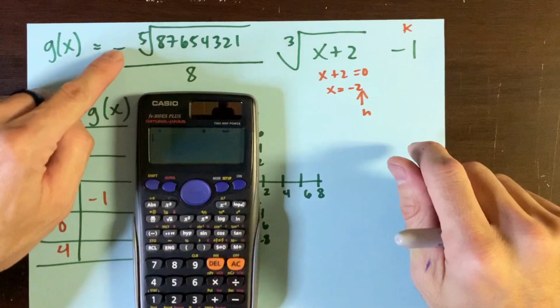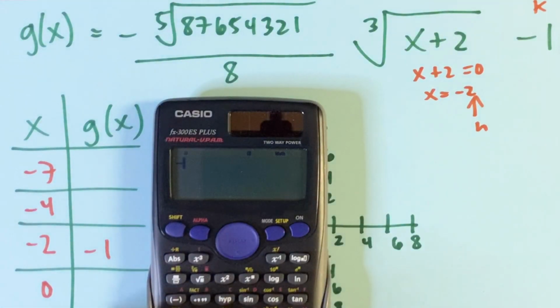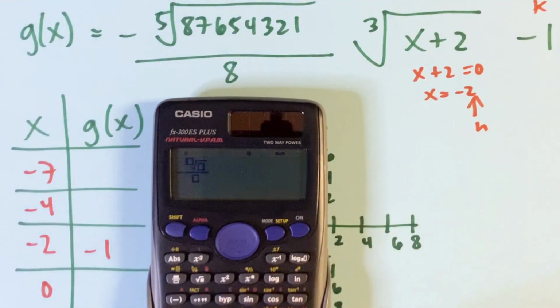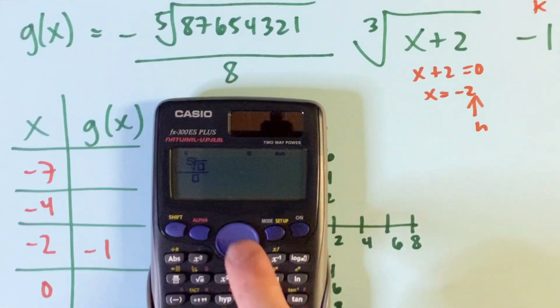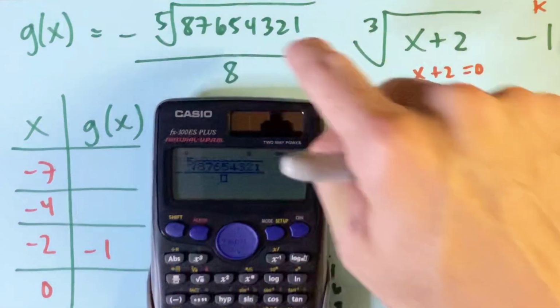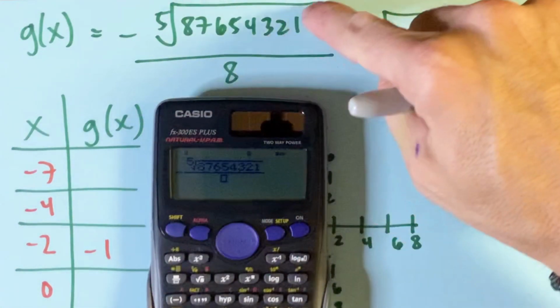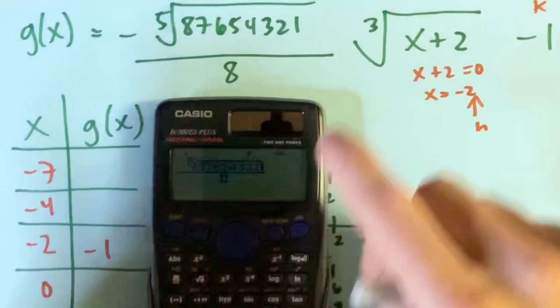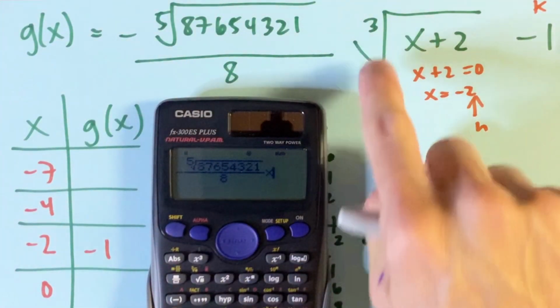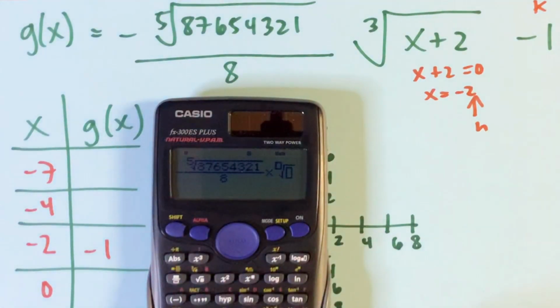First of all, I need a negative. Here's my negative. And then I need a fraction right there. And then I need a fifth root. So what I'm gonna do is hit shift, then hit this button here like that. So it's a fifth root. 8, 7, 6, 5, 4, 3, 2, 1. And now I need to go down to the denominator. You see how the 8 is not inside of the radical symbol. It is independent of it. So there's an 8 there. Multiplication. Now I need a cubic root. So like that, right? Shift, boom. And then 3, then go inside.